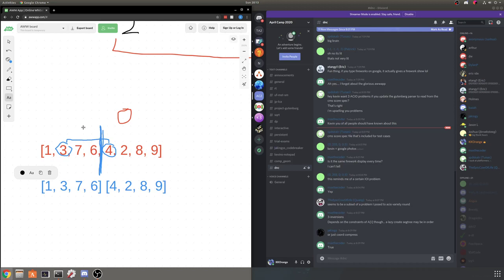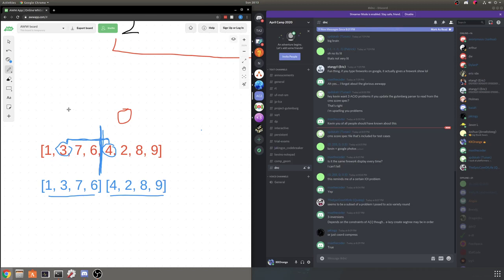So my final answer is going to be the number of inversions that cross this dividing line, plus the number of inversions in this array, plus the number of inversions in this array. And in doing it this way, we actually end up counting every possible pair of inversions, because an inversion has three possible cases.